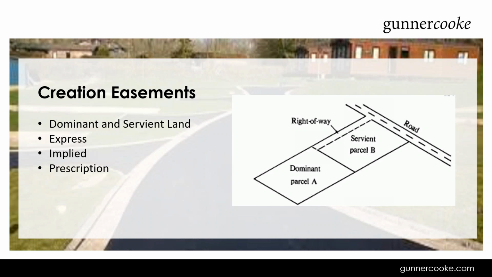So the first one is expressly. So that's when the parties have intentionally decided that they are going to grant an easement and recorded it. There are then a number of ways that they can be implied, and the implied easements tend to come about at the point when properties are sold or when part of a property is sold. And then you've got the old prescription rights, and these are the ones that arise over time.